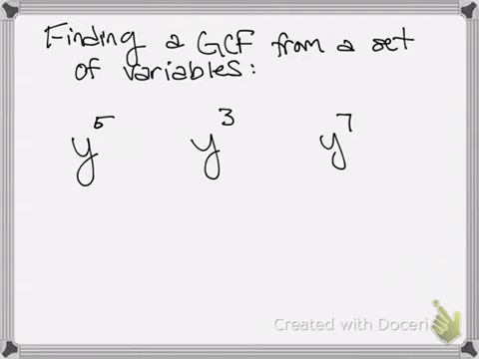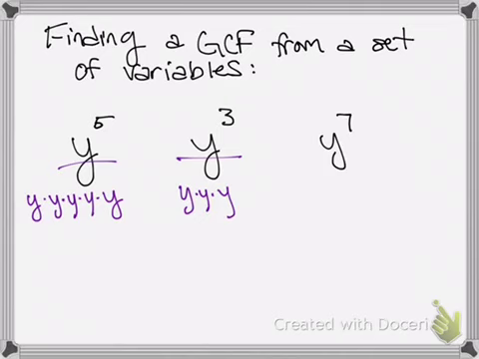How might we find a greatest common factor when we're dealing with variables? Well, the factors of y to the fifth would look something like this: y times y times y times y, 5 times. And the factors of y to the third would be y times itself 3 times. And the factors of y to the seventh would be the same exact thing, but y times itself 7 times.